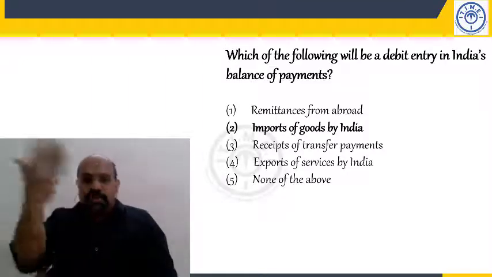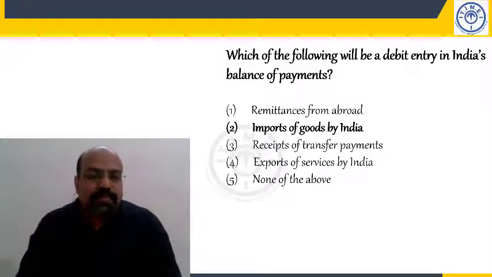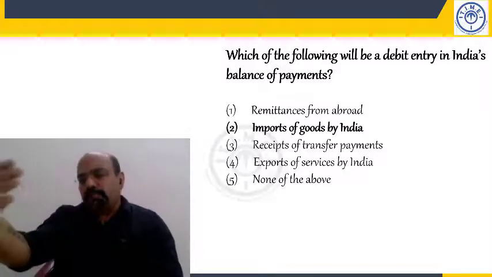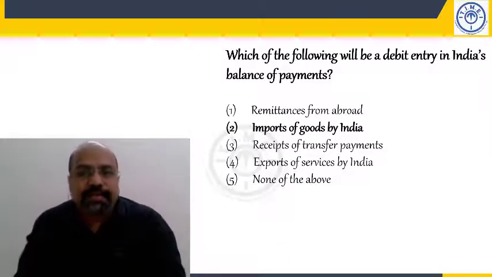Receipts of transfer payments. So under RRC, obviously it can't be debit. Exports of services: when you export, you get money, so that's again a credit.